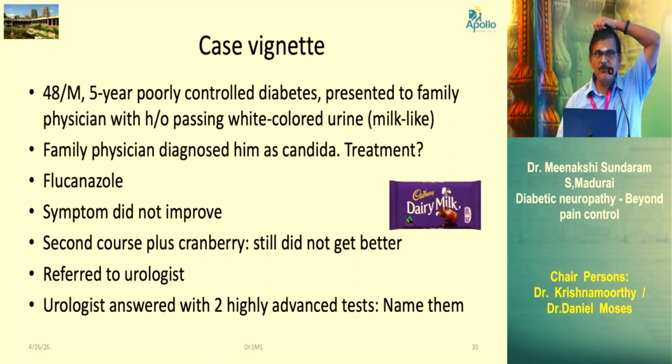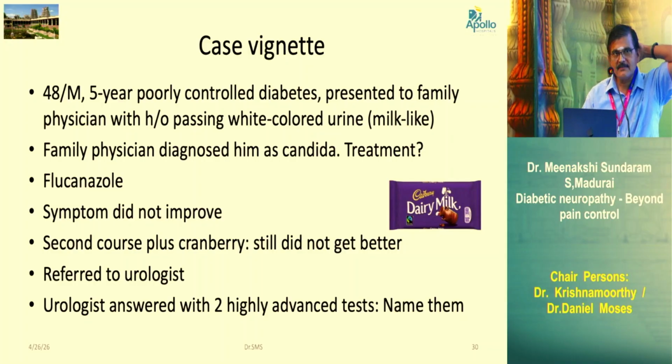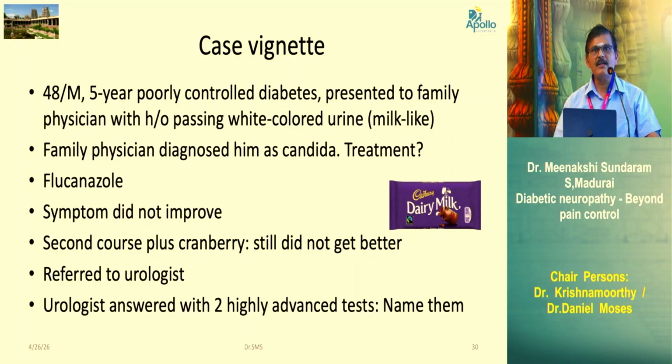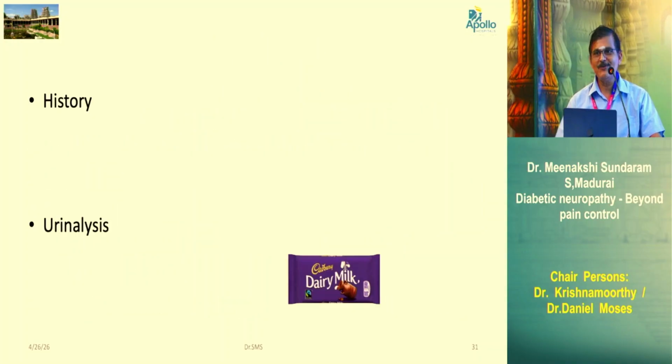Anybody from the audience except Kumaran sir? He knows the case. What are the advanced tests he did, you think? Absolutely. And what did it show? He did an advanced history and a urine analysis. Chyle. Anything else? It was not chyle.